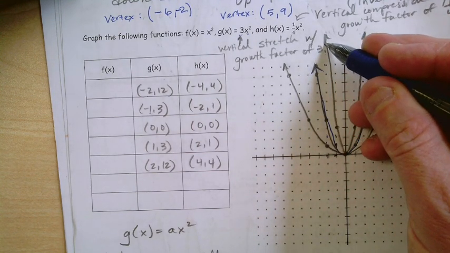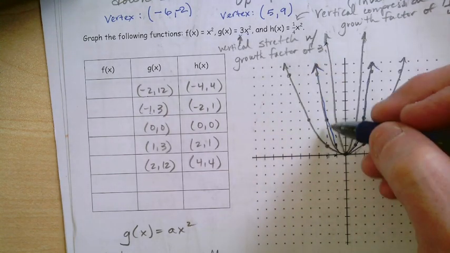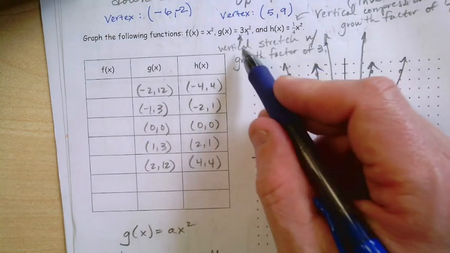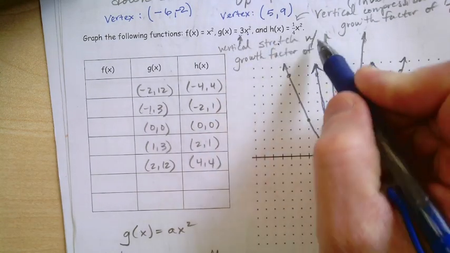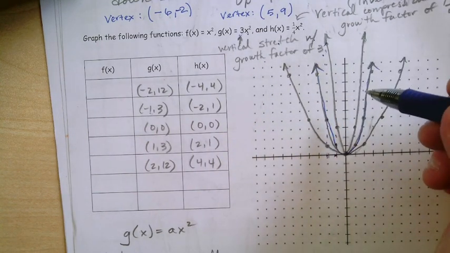Okay? So what does that mean? Again, the vertical growth is 3 times as big. This was 4, now it's 12. So I wrote down here, this is a vertical stretch with a growth factor of 3. Okay, it's 3 times as high right there.